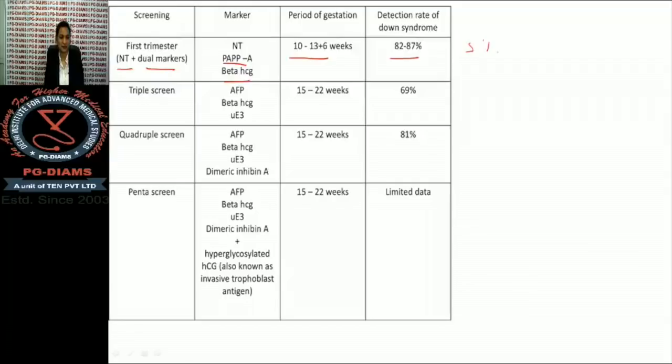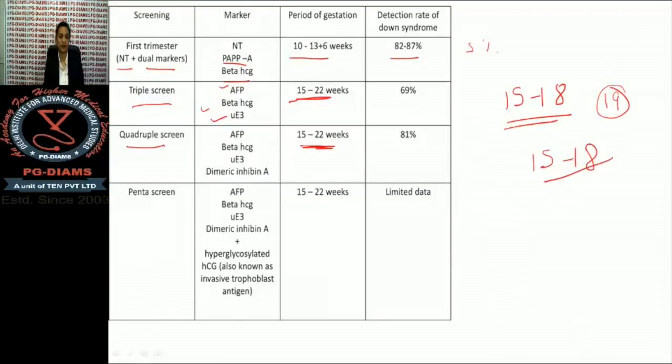While triple screen, which includes AFP, beta HCG and unconjugated estriol, is done at 15 to 20 weeks. It can be done from 15 to 22 weeks, but in India we do it from 15 to 18 weeks only, because we want the result by up to 19 weeks so that we can decide on abortion. Similarly, quadruple screen can be done up to 15 to 22 weeks, but it is done at 15 to 18 weeks only. There is no point in having a result at 20 weeks when you cannot do anything with the result. So you do all the second trimester screenings before 18 weeks. So 15 to 18 weeks is your answer.